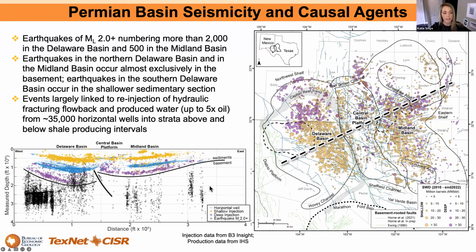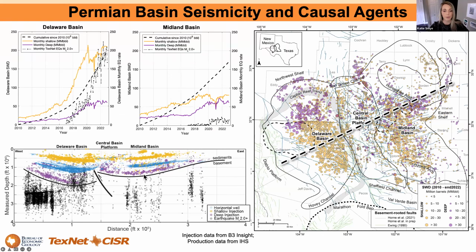And as I said, in the Midland Basin, these earthquakes are deep in the basement, and the most proximal operational influence for these is deep injection into carbonates sitting right above basement. In terms of the rates of earthquakes and operations, what you can see is deep injection plotted as a purple line for both basins here, Delaware on the left, Midland on the right. Deep injection is occurring at about 50 million barrels per month in both basins. Shallow injection volumetrically is much more important in the Delaware Basin than deep is in either basin. Earthquake rates in the Delaware Basin have gone up to about 200 of magnitude 2 and above per month. In the Midland Basin, we've seen earthquake rates plateau since about 2021 or so.